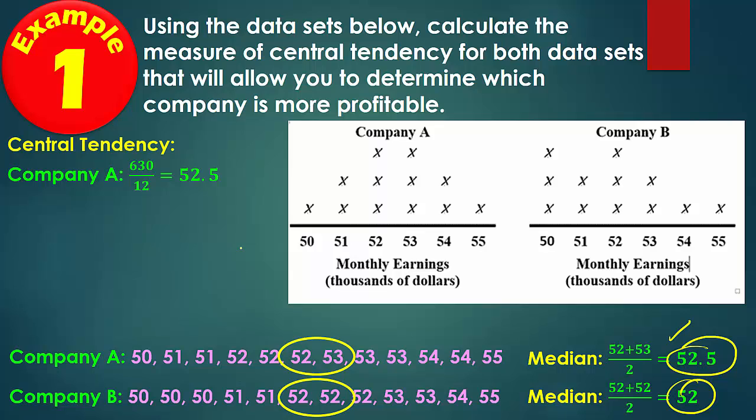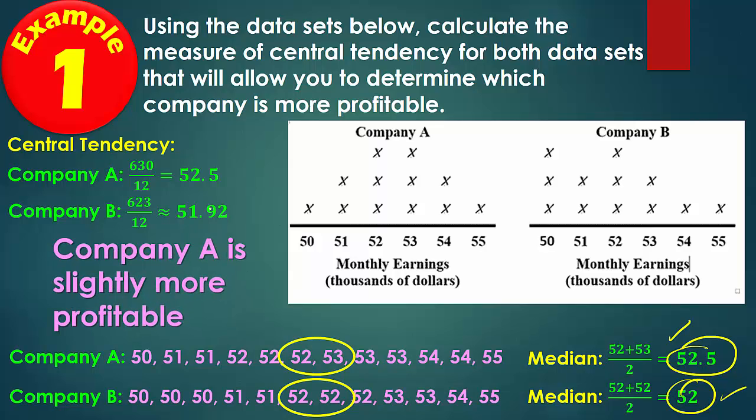Oddly enough, same thing is down here. Company B, you add all the numbers together, you get 623, which when you divide by 12 is about 51.92, which is pretty darn close to this. So what we can conclude from that is that company A is slightly more profitable. Okay, you can use one or the other. In this particular case, like I said, I would use mean, which is this right here. Okay, and this is your answer. This is what we're looking for.